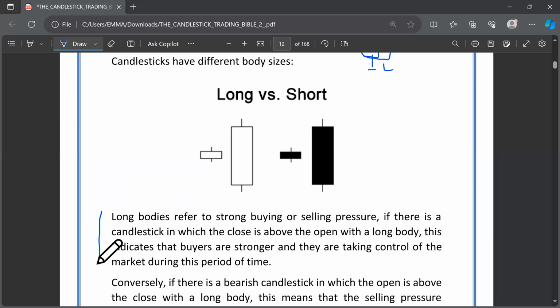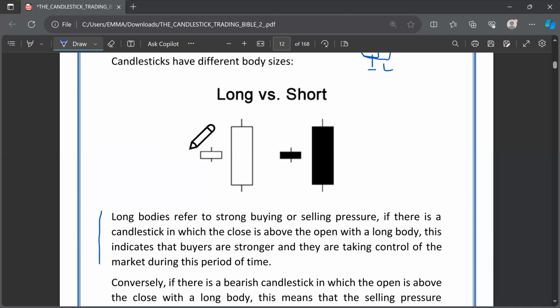So it's as simple as that. I can take it again. Long bodies refer to strong buying or selling pressure. If there is a candlestick in which the close is above the open with a long body, this indicates that buyers are stronger and they are taking control of the market during this period of time.